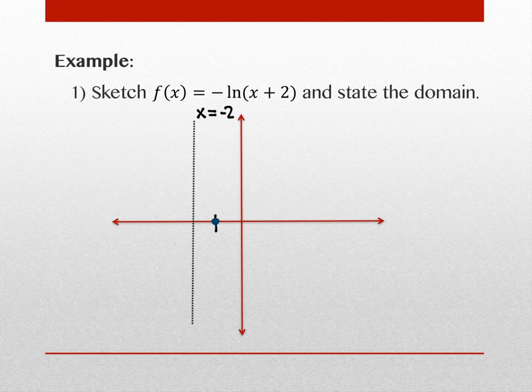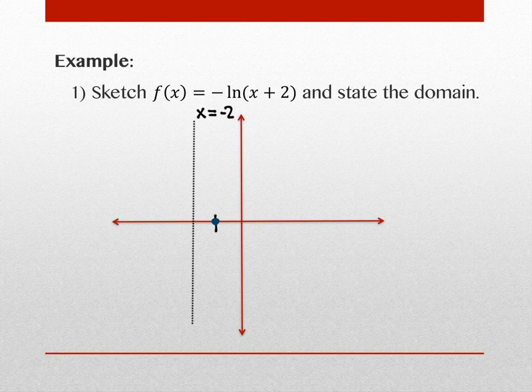It is a reflection up and down. Anything that happens inside, embedded with x, affects the horizontal. Flipping it would flip it left and right. So if I had a negative inside of the parentheses next to the x, that would be a reflection, and it would move it over to the left-hand side of the graph.